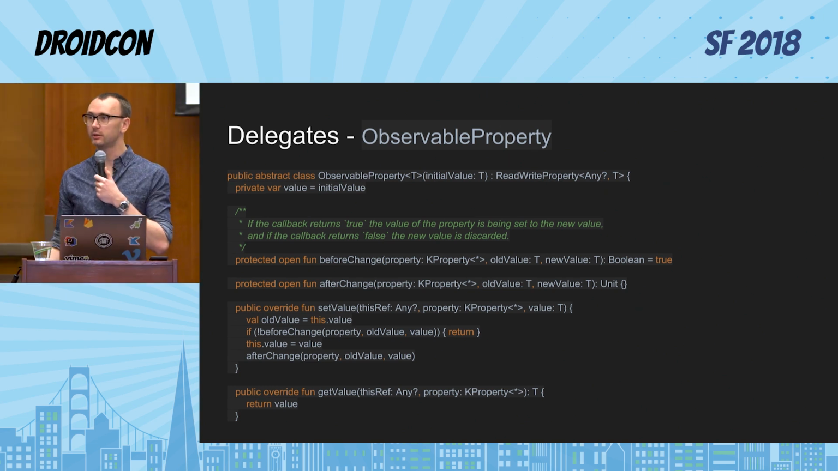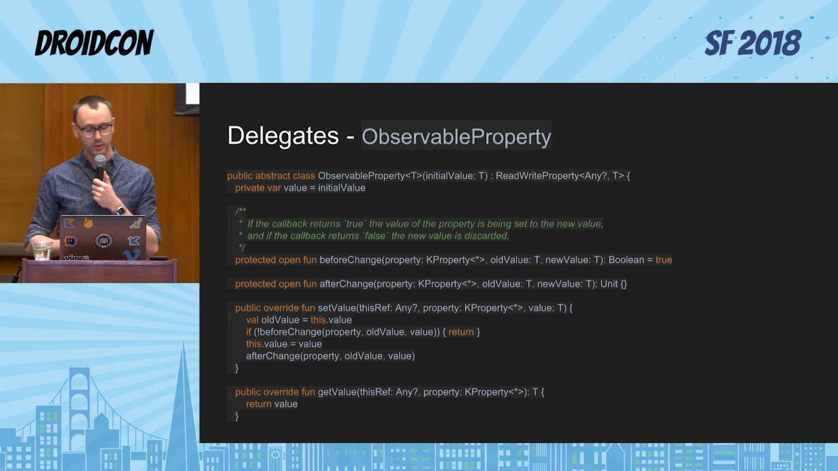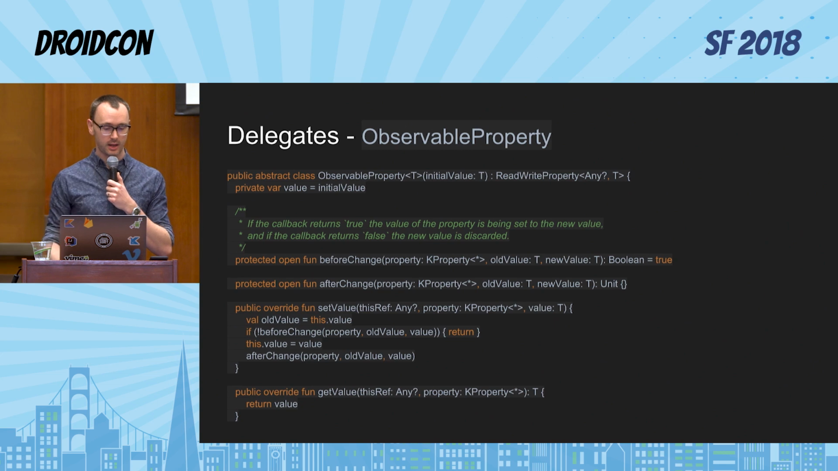This might look familiar, like the built-in delegates that we get from the standard library, and this is exactly what they actually use. So Observable uses this exact thing out of the box. If you want to adjust it a little bit, you can extend this abstract class and do your own thing.